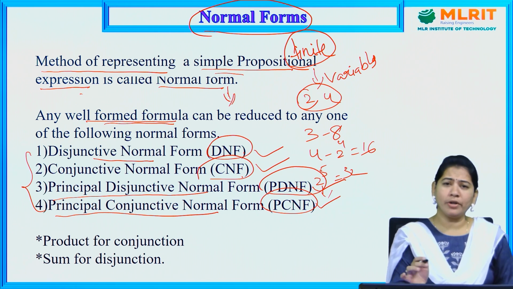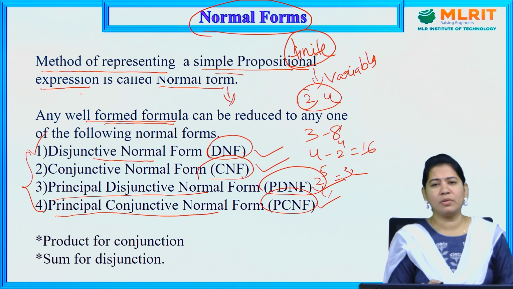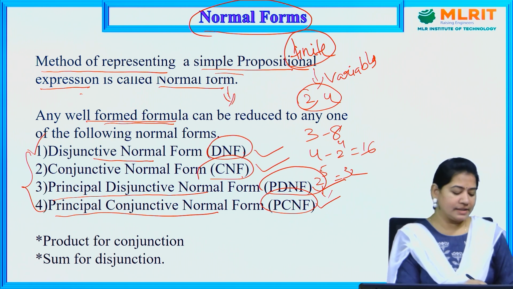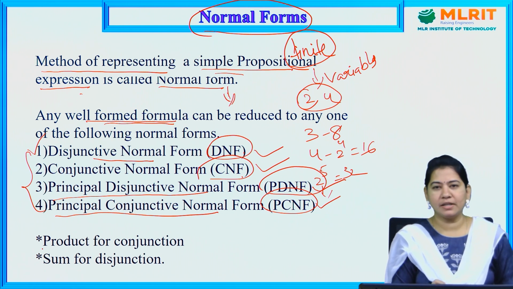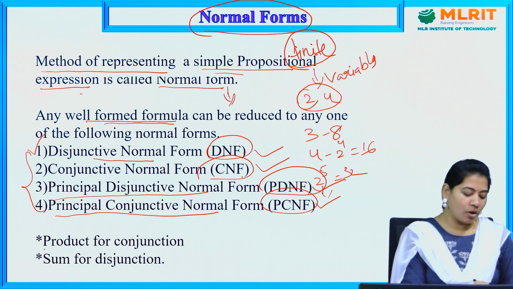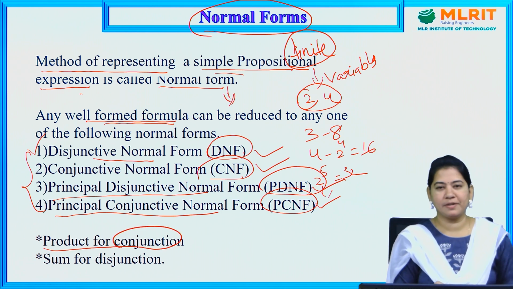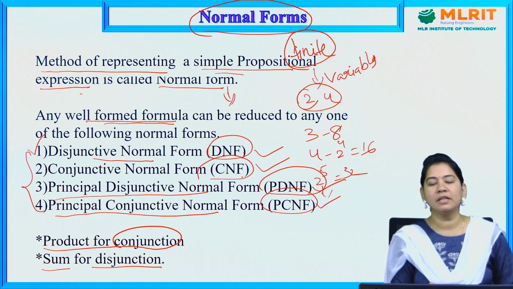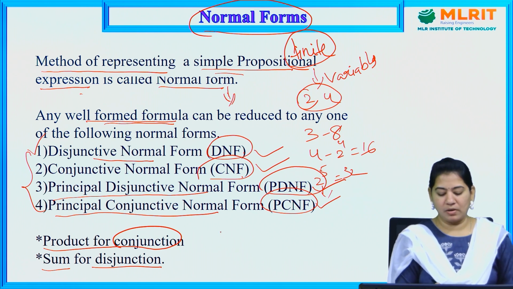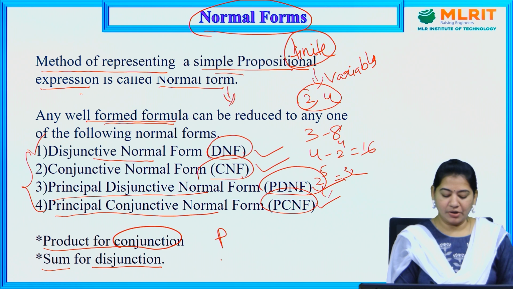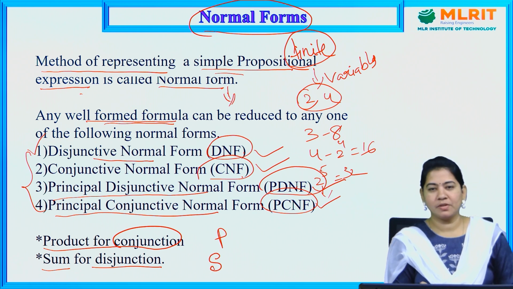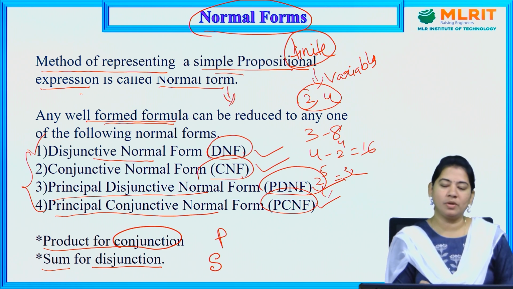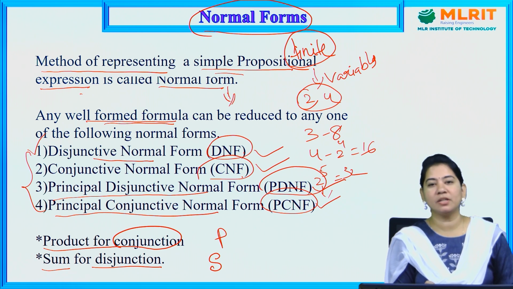Before discussing the first normal form, which is DNF, for our convenience we are going to remember that a product is nothing but conjunction, and a sum is nothing but disjunction. So conjunction always means a product, and disjunction always means a sum. Just for our convenience in solving problems on all these 4 normal forms, you need to remember that product is conjunction and sum is disjunction.